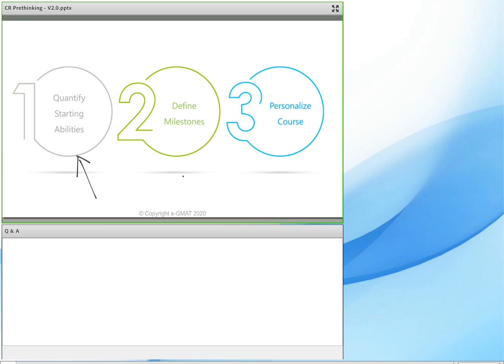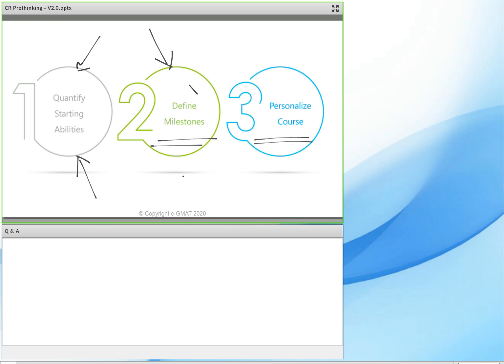Once you have those starting abilities, you have to define milestones to get to your target score. You want to get to that score of 720 or 730, and there are multiple ways of getting there depending on your starting ability. A score of 720 can be attained in about 30 different ways. Which way is the most optimum, where you have the highest likelihood of success and take the least amount of time, is something you use to get to the target milestones. And once you have those defined, you then personalize your course.